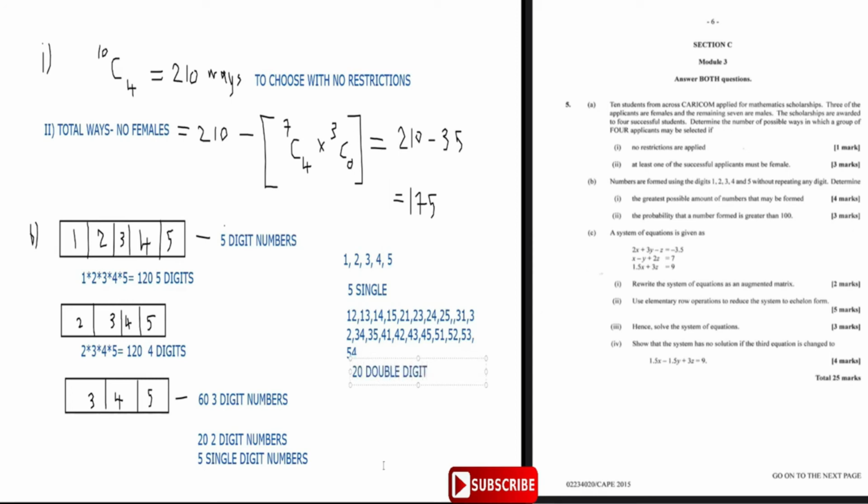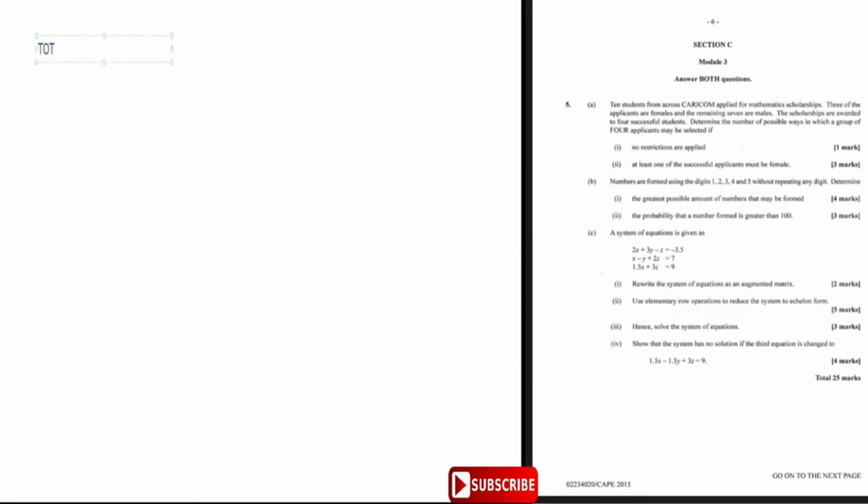All right. So that's how I get the 2-digit numbers. You do the same to get 3-digit, 4-digit, 5-digit. And so the total possible amount of numbers is going to be equal to the total number of 5-digit plus the total number of 4-digit plus the total number of 3-digit, and so on. So it's 120 plus 120 plus 60 plus 20 plus 5, which is 325. So that's part 1.